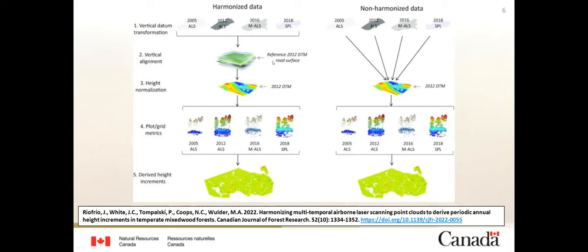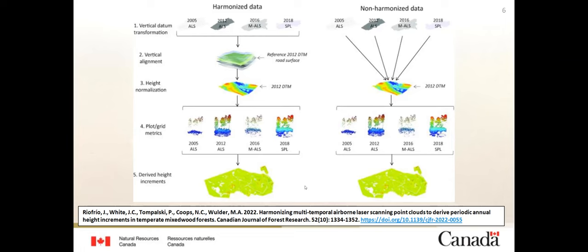For the harmonized data, we did a bit more careful checking of the data. We not only projected them into the same horizontal projection, we also transformed them to the same vertical datum, because each of these data sets was acquired with a different vertical datum. Then we did some planimetric assessment of the data and also checked the vertical alignment. So we looked at permanent features, buildings, paved roads, things that don't change over that time. Although we didn't find any planimetric shifts in the data, we did find some vertical differences. So we set out a systematic sample on paved road surfaces to come up with an average height adjustment, which we applied to all the data sets. Then we used the 2012 again in the same way as for the non-harmonized data to normalize those point clouds to heights above ground, calculate our metrics, and derive our increments.